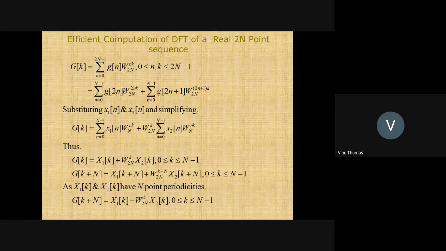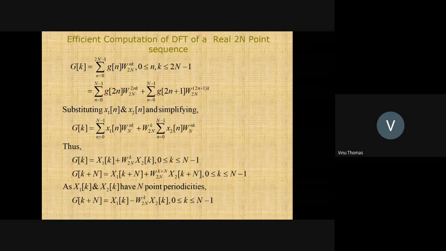Now since you have this as x1n and this as x2n, we will take W2n raised to k outside. So this is W2n raised to k, and W2n raised to 2nk is actually Wn raised to nk, so that you can simplify. W2n raised to 2nk, if you simplify that, you will get it as Wn raised to nk.